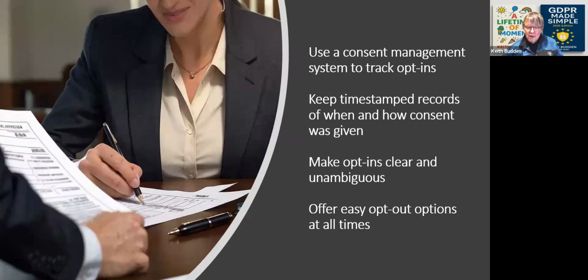The other thing is making opt-ins clear and unambiguous. People should know what they're opting in to. Are they opting into marketing? Are they opting in to provide you with research data? What are they opting in for? And again, one of the other things is that the rules say that it must be as easy to opt out as it was to opt in. So if all someone had to do to opt in was tick a box, all they need to opt out is remove the tick from the box or tick a different box.